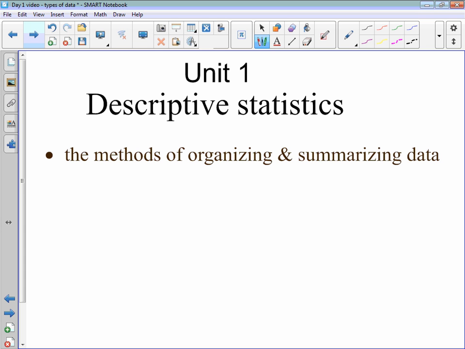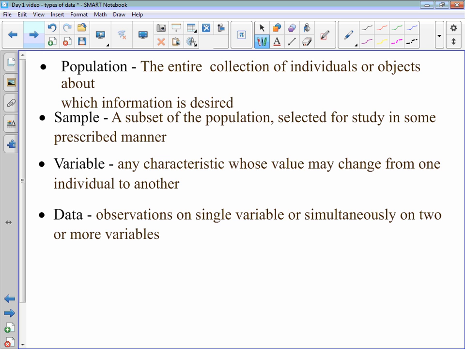So Unit 1 is descriptive statistics. We're going to use certain statistics to summarize or organize our data. So before that, we need to talk about what our data represents. And there's a few different things here. So data is an observation on a single variable, or simultaneously on two or more variables. But data is the information that we collect. The data will generally have at least one variable. Any characteristics whose value may change from one individual to another.